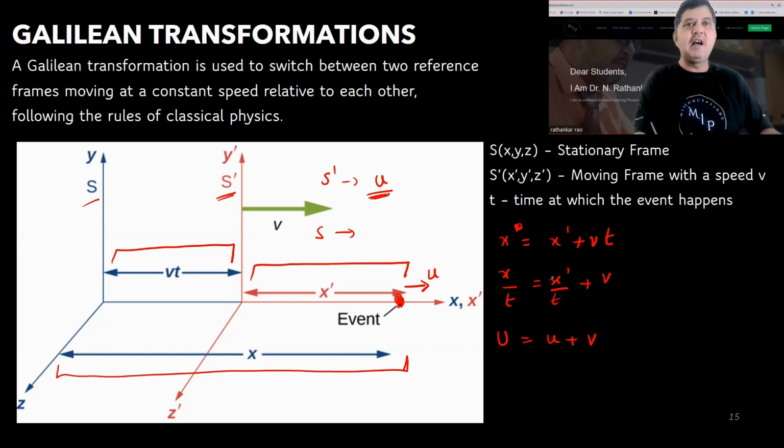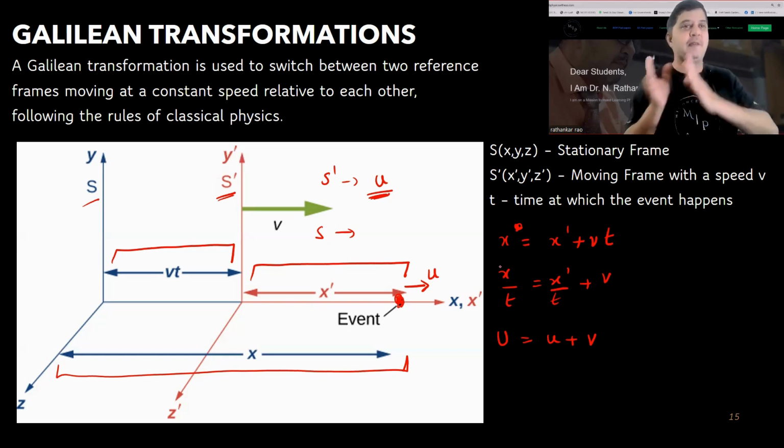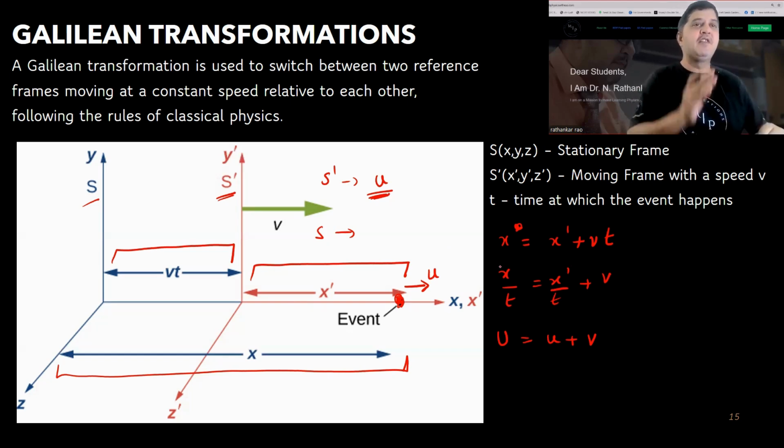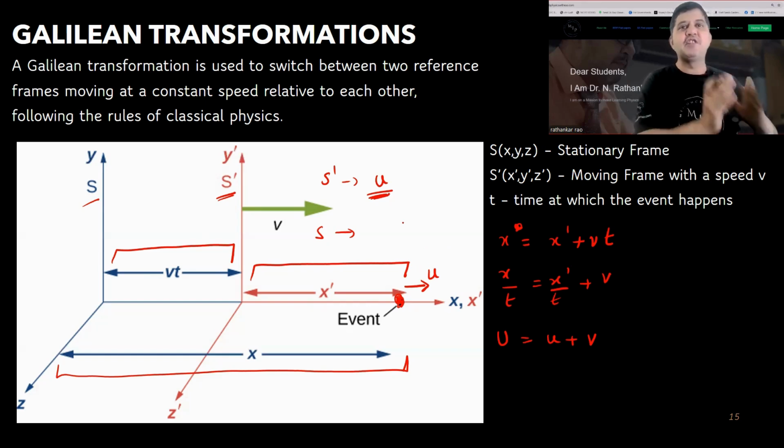It is nothing but how you transform the equations, how you transform the coordinate spaces, how you transform the primed coordinates to the normal coordinates. That is done with the help of the Galilean transformations. Remember, Galilean transformation is applicable only in the case of inertial frames, that means frames which are moving with a uniform speed compared to the stationary frame.